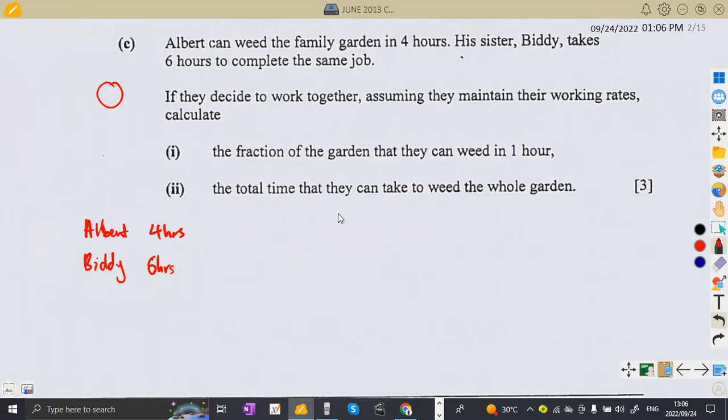So a garden is a complete revolution that we're talking about, and Albert is going to complete a complete revolution in 4 hours. Okay, what about in 1 hour? How many parts of this complete revolution has he completed? So it means we are going to have a lesser part, which means 1 over 4 times 1. So it's going to be 1 over 4 times 1, which is just 1 over 4 parts. So this one is going to cover 1 over 4 parts of the garden, because we are referring to our garden as a complete revolution, like one revolution.